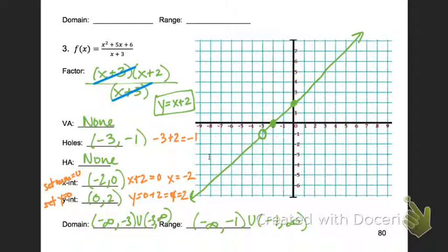But even if you forgot that and you just graphed it, you would know there's a y-intercept at 2 because of this equation. Up 1 over 1, up 1 over 1, and then in the opposite direction. That'll get you good. Then domain, you stop at your hole. And range, you stop at your hole. Okay, I get it now.